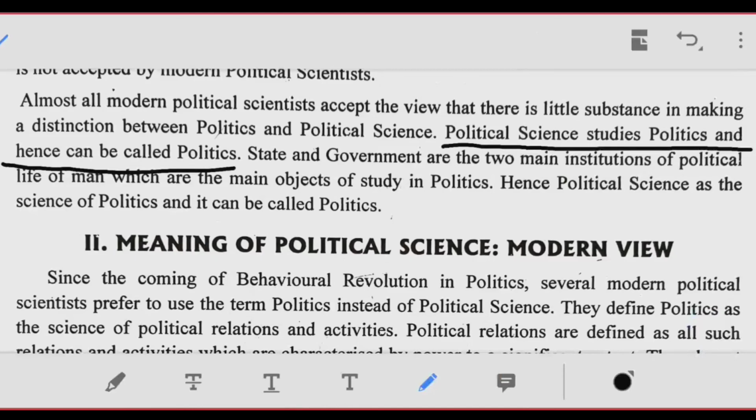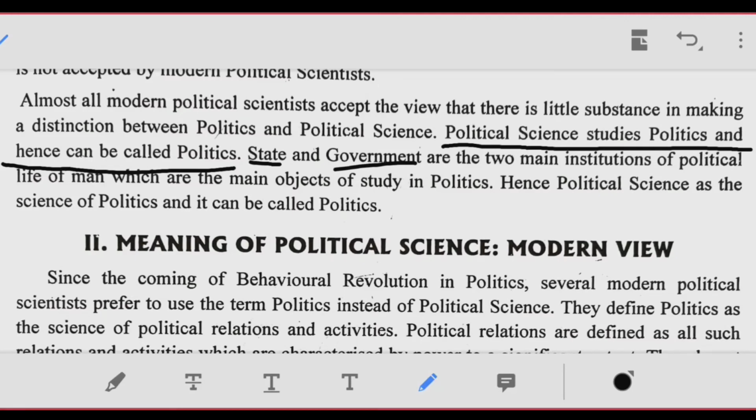State and government are the two main institutions of political life of man, which are the main object of study in politics. Which are the two? Number one, state. Number two, government. State and government are the two main institutions with which we are always involved and surrounded. We live in a state, we are governed by the government. So our life revolves around state and government. Whatever we do within the state, we follow the rules and regulations of the government.